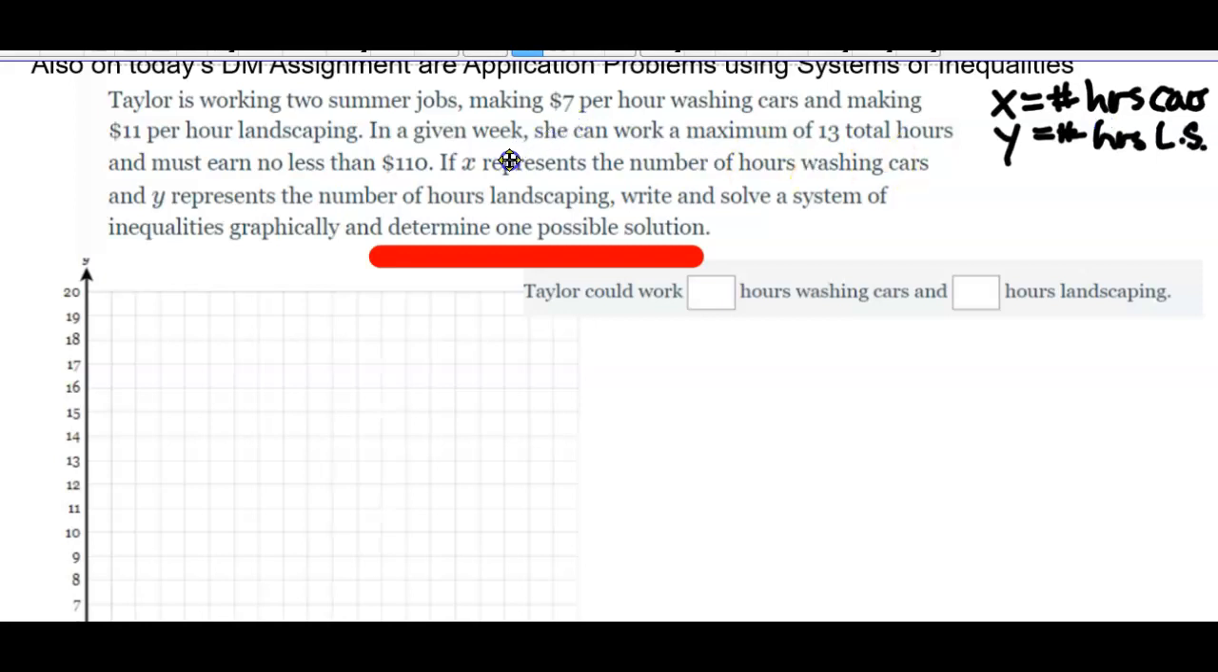So we have a couple equations here. She can work a maximum of 13 hours, so the total of hours has to stay less than or equal to 13. And then it says she needs to earn no less than 110. So at $7 an hour washing cars and $11 an hour landscaping, she needs to earn greater than or equal to $110. Okay.